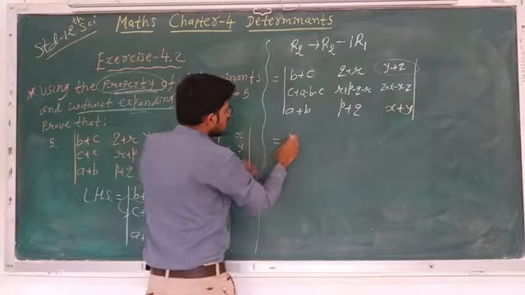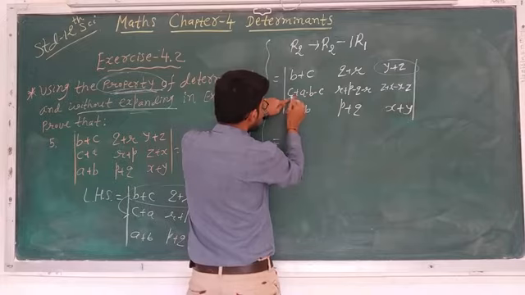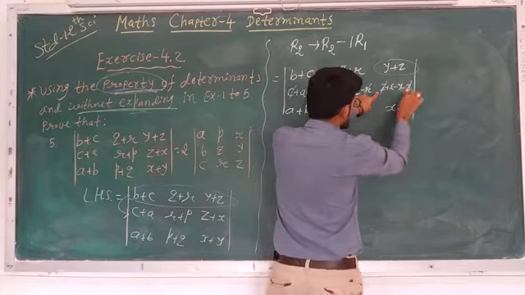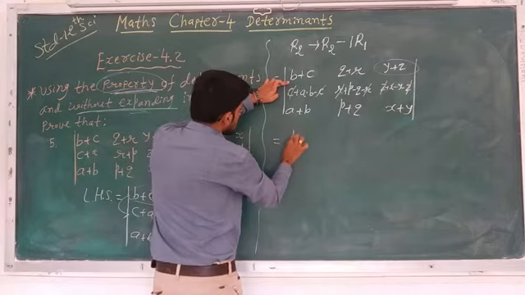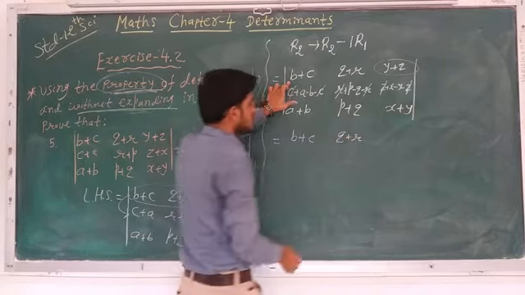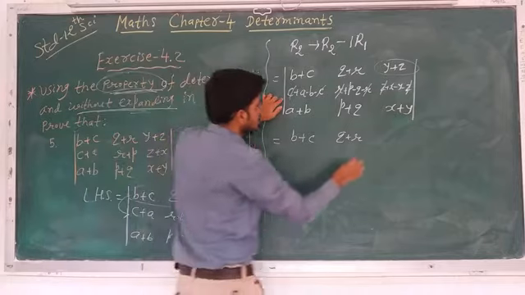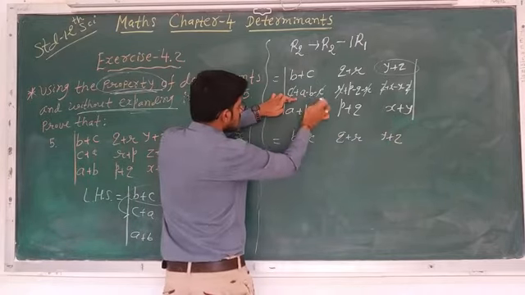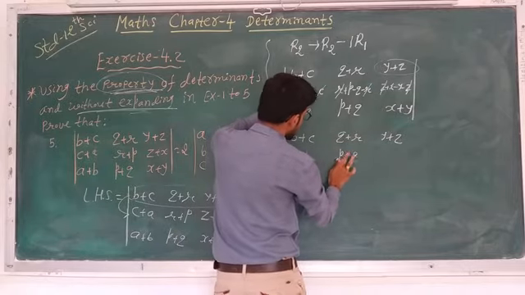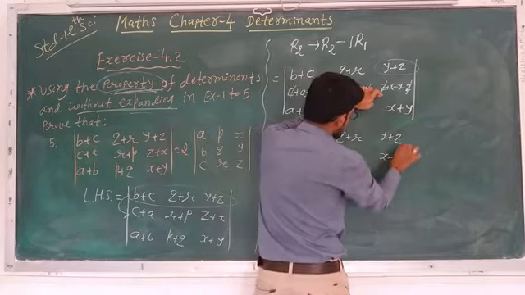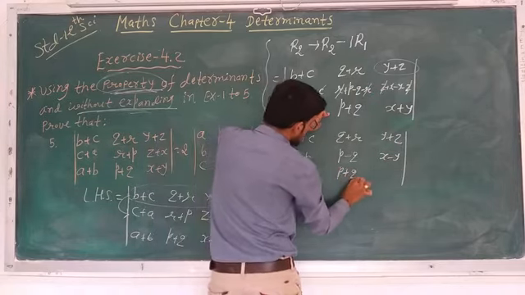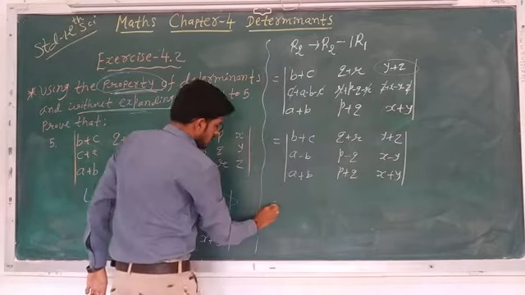Now simplify the second row. So here plus c minus c cancel out, here plus r minus r cancel out, and here plus z minus z cancel out. The first and third rows are as they are, there will be no change because we apply this property only to the second row. So the first row is b plus c, q plus r, y plus z. So what about the second row? a minus b, p minus q, x minus y. The third row is a plus b, p plus q, x plus y. What is the next step?